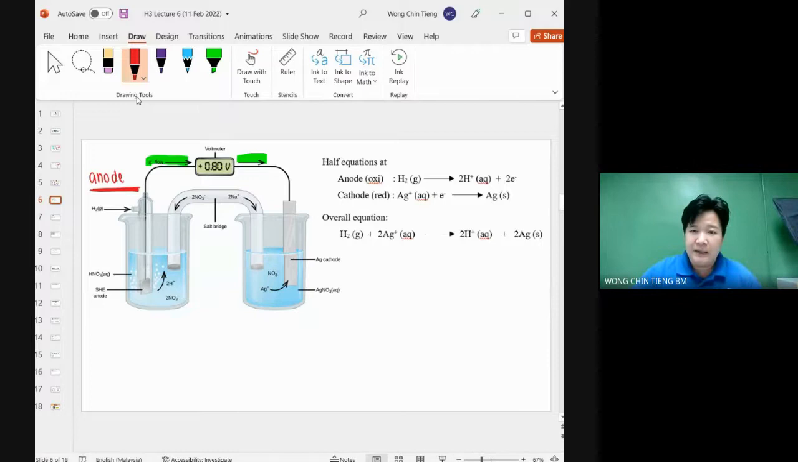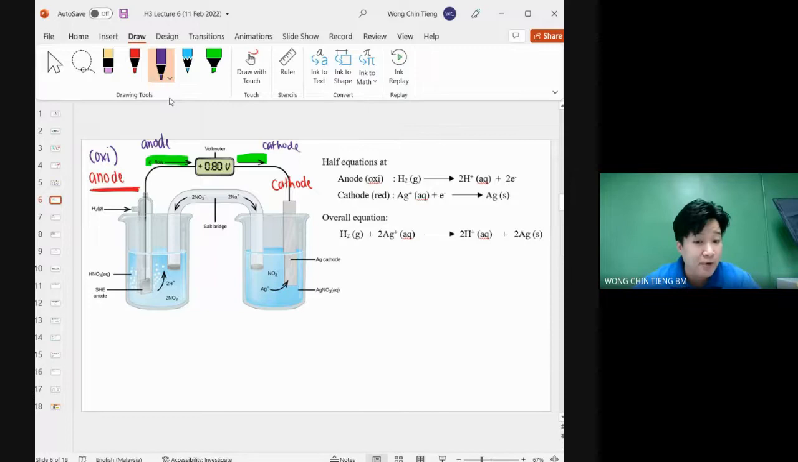Like I said last Monday, I repeat a million times: the anode must be the one that undergoes oxidation. Electron flow must always be from the anode all the way to the cathode. That is compulsory. So looking at here, why do I want to talk about gas? Because we will be playing with pressure.